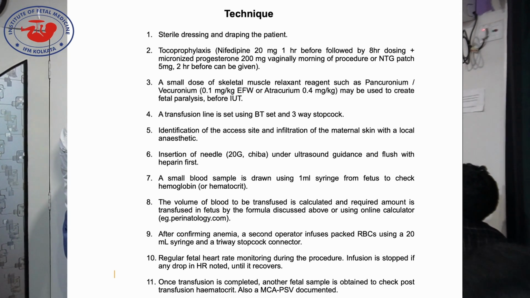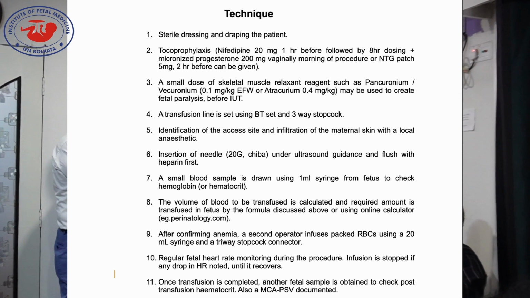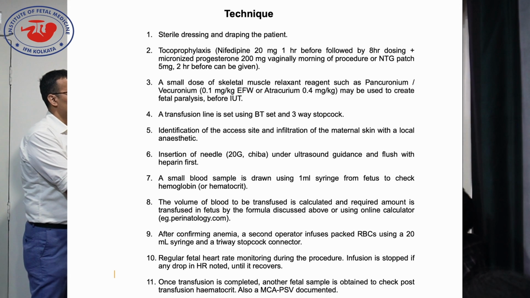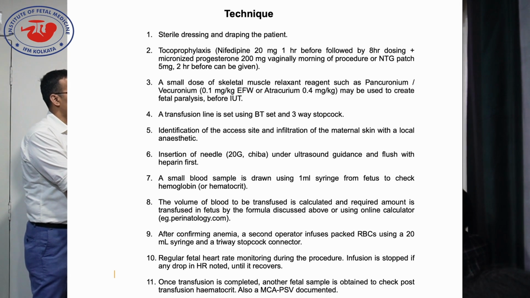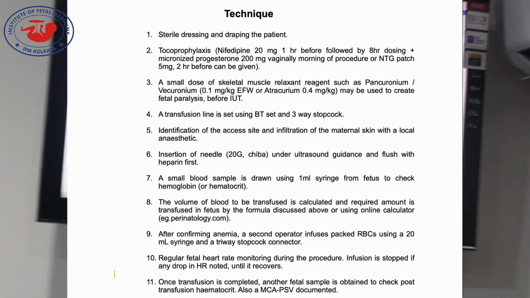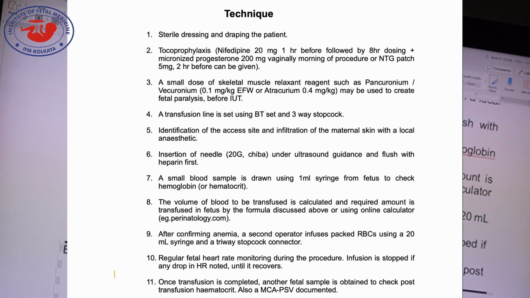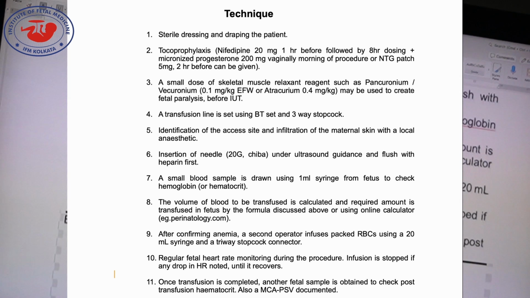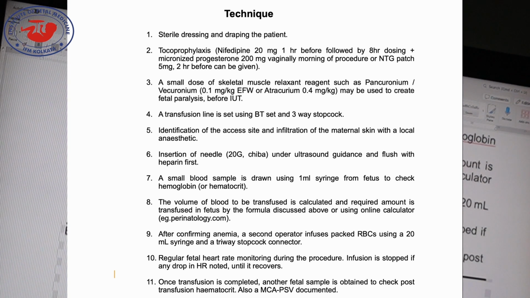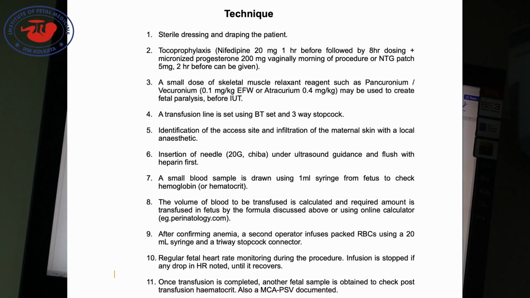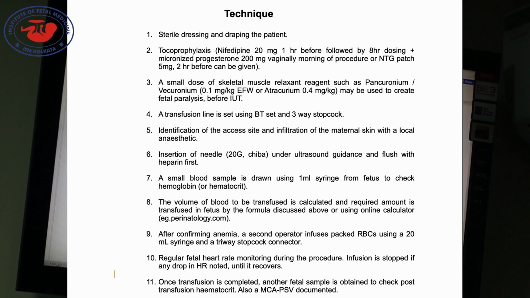And insertion has to be done by that 20 gauge Chiba needle. I have discussed with you, a small amount of blood is drawn with a 1 ml syringe to check the hemoglobin or hematocrit. Now volume of the blood transfused is calculated and the required amount is transfused to the fetus. We have seen how it is calculated. So perinatology.com you can use it, but you should know how it is calculated. After confirming anemia, the second operator infuses the packed red blood cells using 10 ml or 20 ml syringes via three-way stopcock, and fetal heart rate monitoring has to be done throughout the procedure.